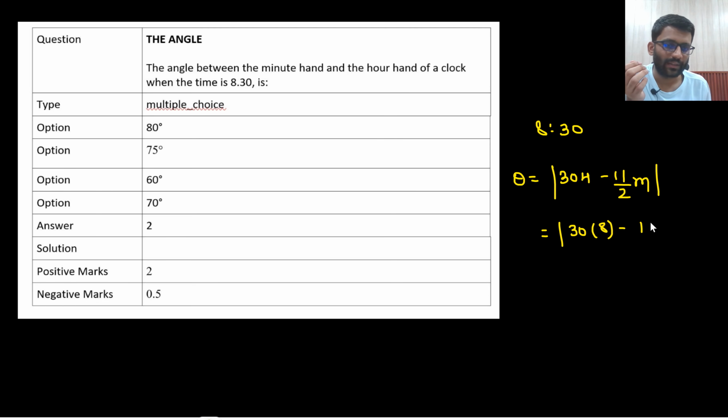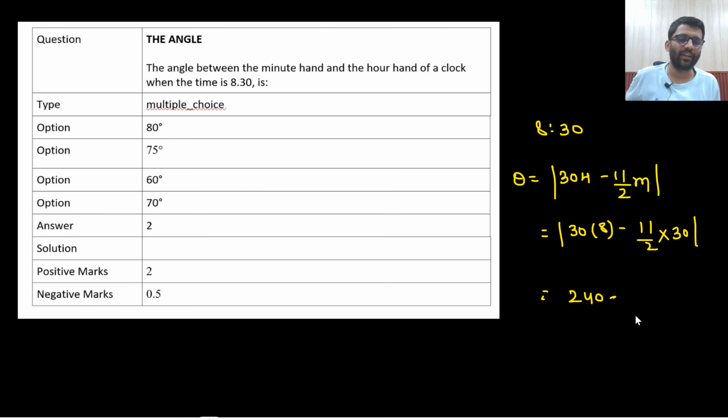So 30h minus 11 by 2 m, where m is 30, right? So this would be 240 minus 15 into 11. 15 into 11 will be 165, and 240 minus 165, that would be 75, right? So the answer is 75 degrees. That's it. Okay, very easy problem.